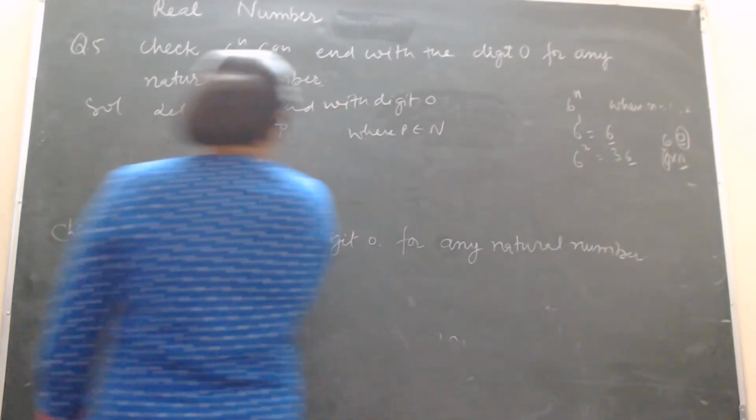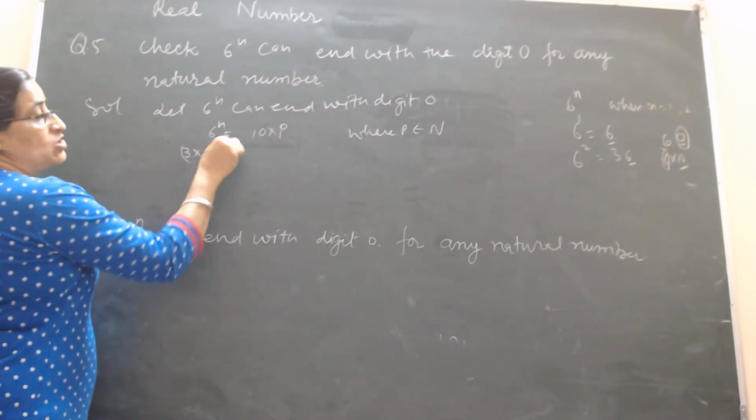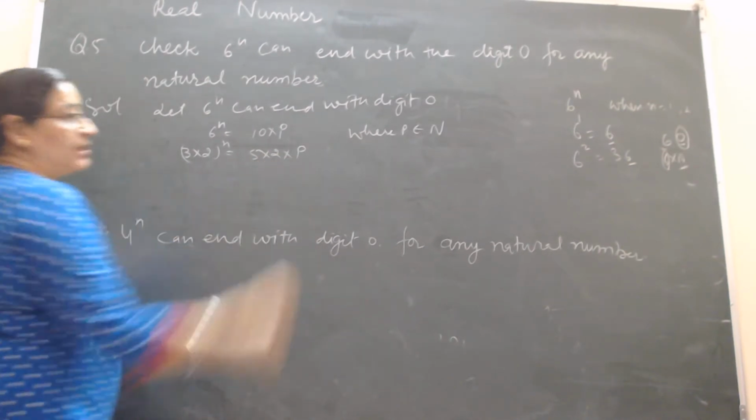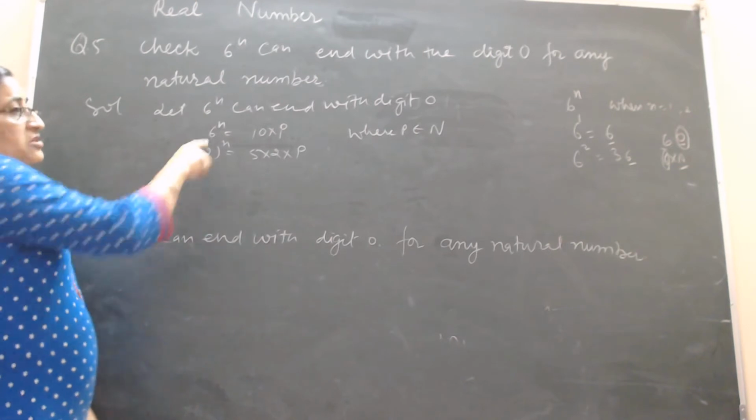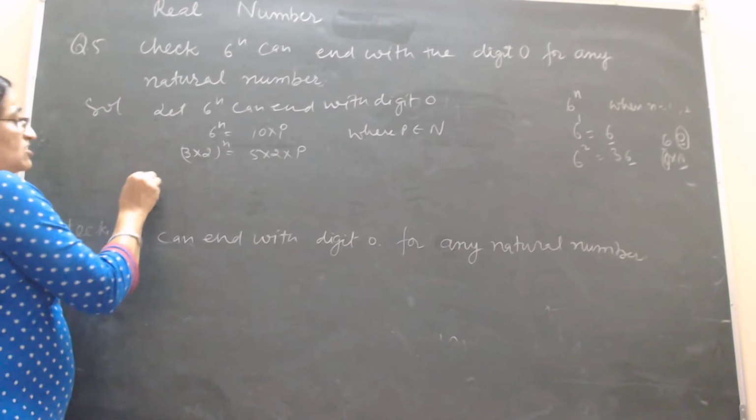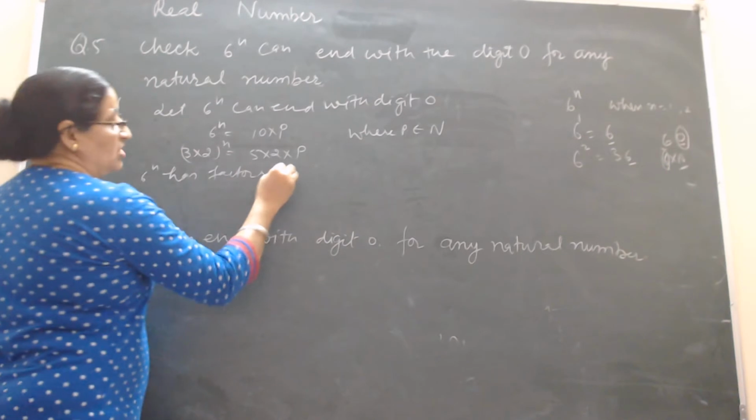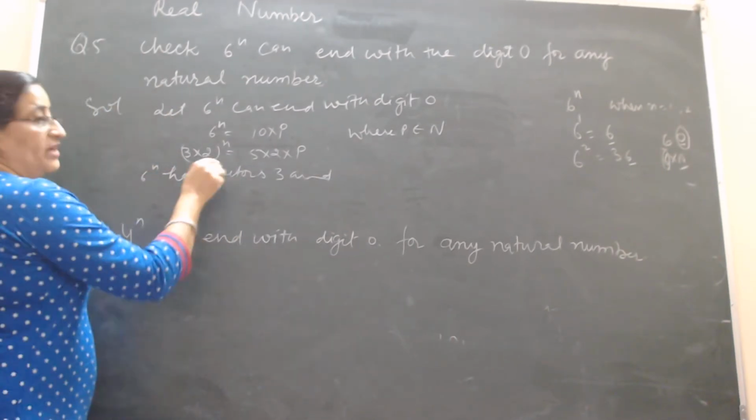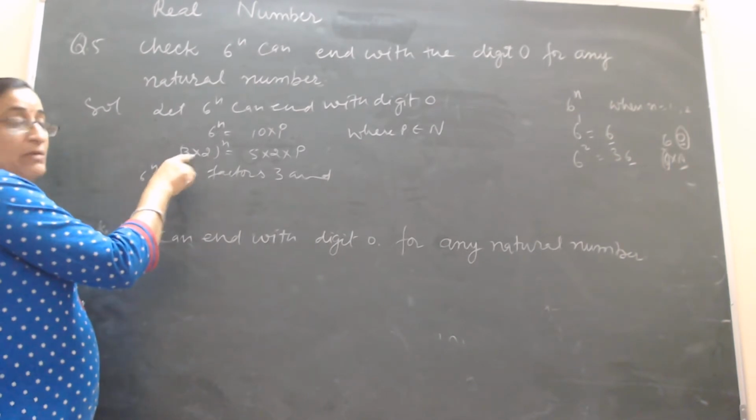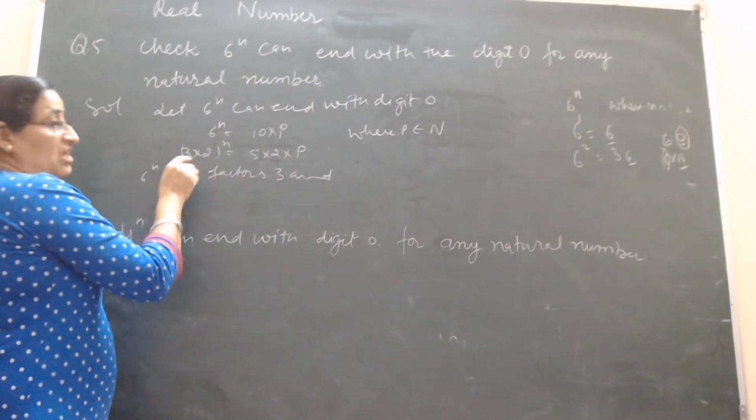Now we can factorize this number. 6 can be written as 3 multiplied by 2, raised to power n, and 10 can be written as 5 multiplied by 2, multiplied by p. Now you observe that 6 raised to power n has the factors 3 and 2. Here 2 is a factor, but 5 is not a factor of 6 raised to power n. That means 6 raised to power n has the factors 3 and 2.